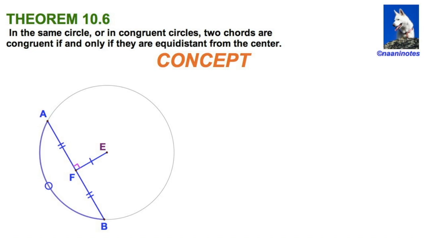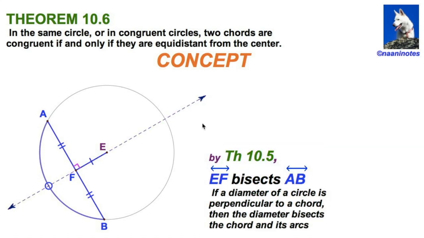So again, a little reminder, our previous theorem told us that if we have a diameter, and EF is indeed part of this diameter, it passes through the center of the circle here, and it's perpendicular to this chord, that makes AF congruent to BF. So that's, again, our previous theorem.